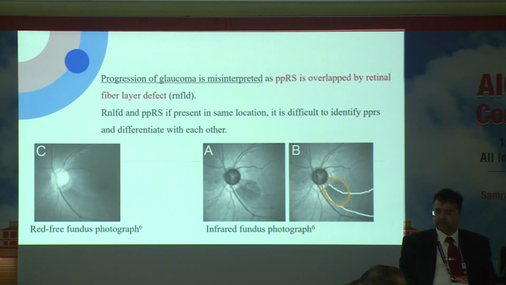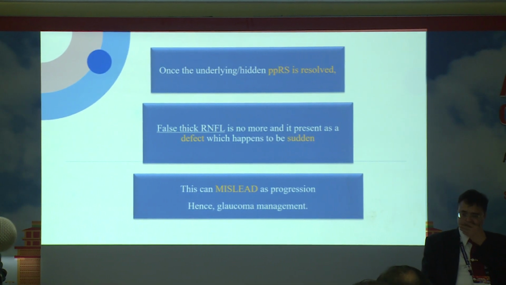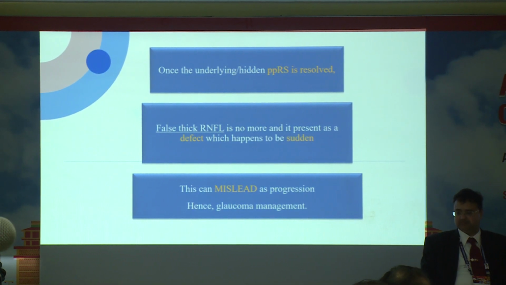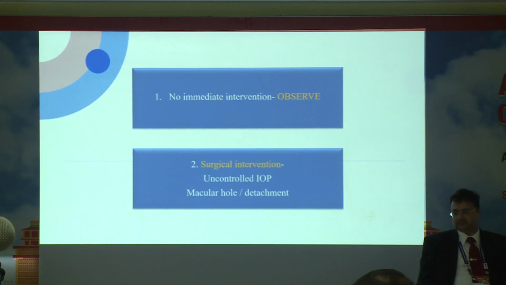On the left side is a red-free fundus photograph where only the RNFLD can be seen, whereas on the right side is the infrared fundus photograph where the two entities can be differentiated. The orange one is PPRS and the white one is surrounding the RNFLD. Once the underlying PPRS is resolved, the false thick RNFL is no more and it is present as a defect, which happens suddenly. This sudden defect can mislead as progression and hence glaucoma management. So no immediate intervention is needed, but surgical intervention is needed when IOP is uncontrolled or maculopathy is present.